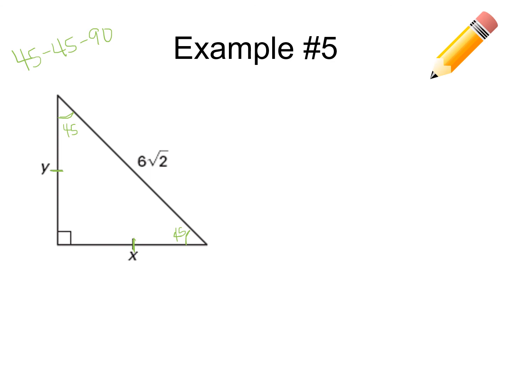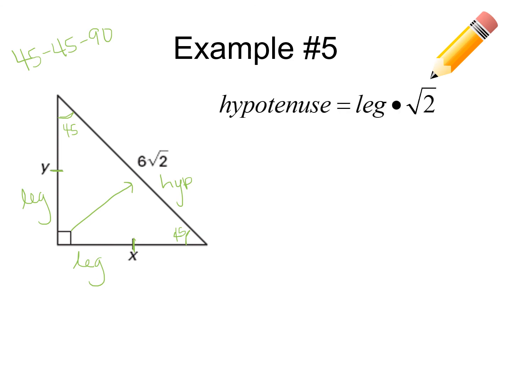From there, we've got to determine what we have. So let's label our sides. We know that this side's got to be my hypotenuse, and this is a leg, and this is a leg. We know that x and y have to be the same thing because of their markings, and this one we're given the hypotenuse. So again, recall that formula or that equation, and let's plug in for what we know. The hypotenuse is 6 root 2, and the leg we don't know, but we could use either x or y. I'm going to use x times root 2.